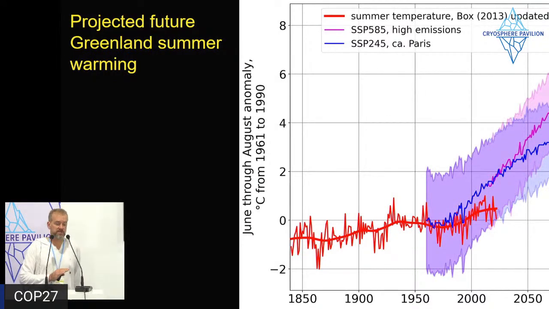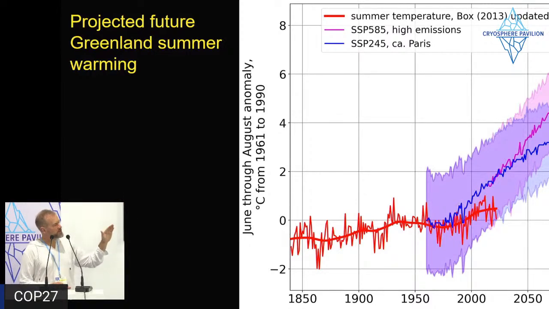The fossil fuel intensive or high emission scenario is the upper curve, and a Paris-like curve is the blue curve. And so you can see that the future projected warming is around 5 Celsius by end of century.